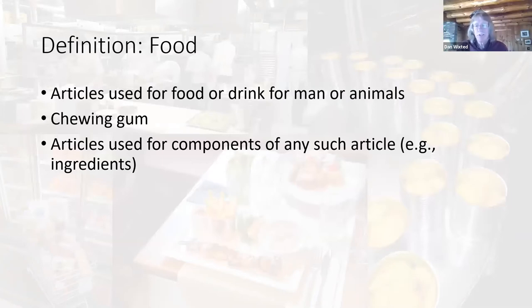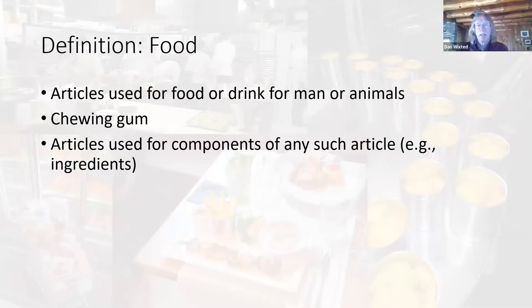But the third bullet here, it's also any article used as a component of food, for example, ingredients. So a lot of people won't think of whey powder as food, yet it's a food ingredient used to make food, so that does count as food from a pesticide use standpoint. So it's important your applicators understand that.